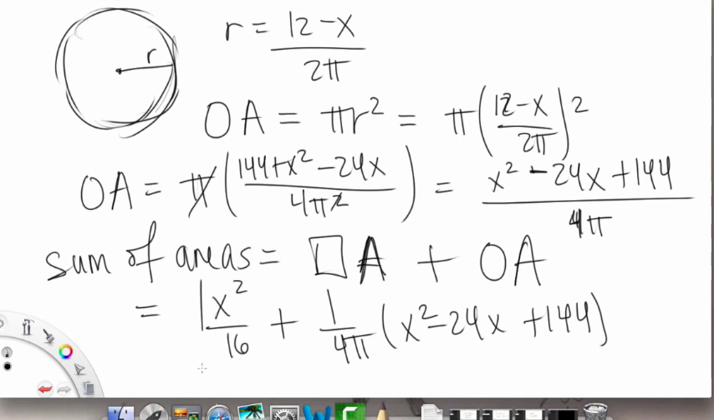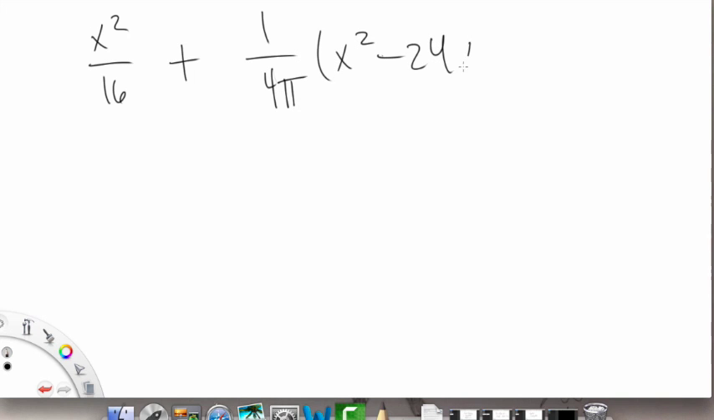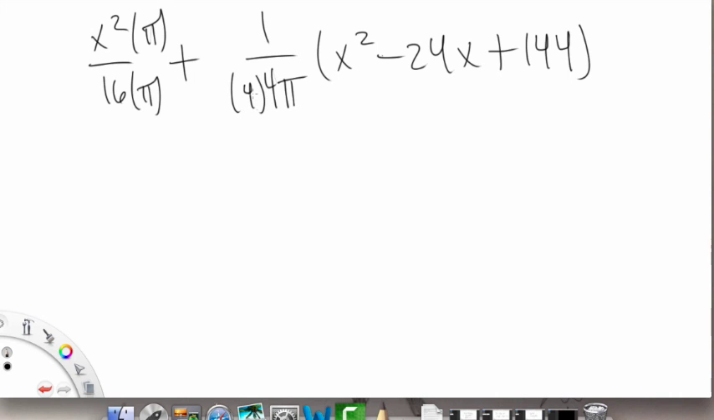Keep this equation in mind. This is equal to the sum of the areas. So we have x squared over 16. I'll actually just rewrite it: x squared over 16, and then 1 over 4 pi times x squared minus 24x plus 144. Here I'm going to try to get a common denominator, so we multiply by pi on this one, top and bottom, and here we multiply by 4 on top and bottom.